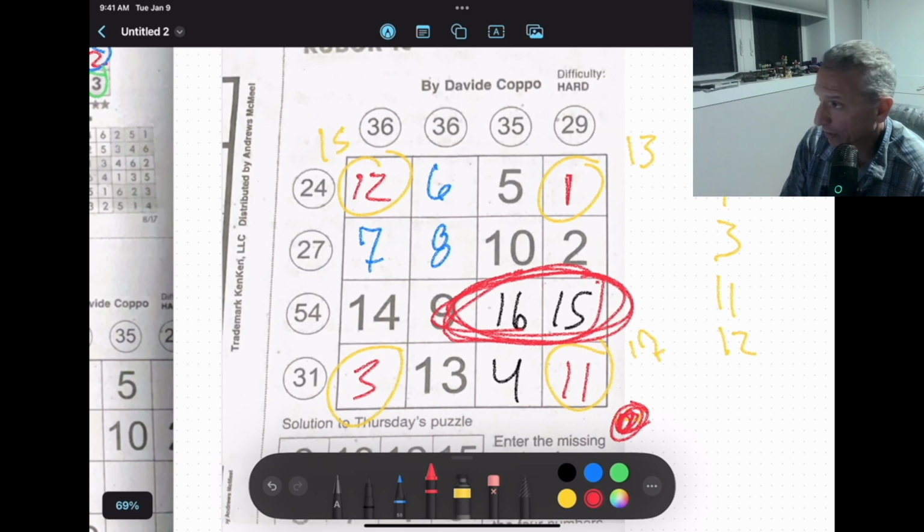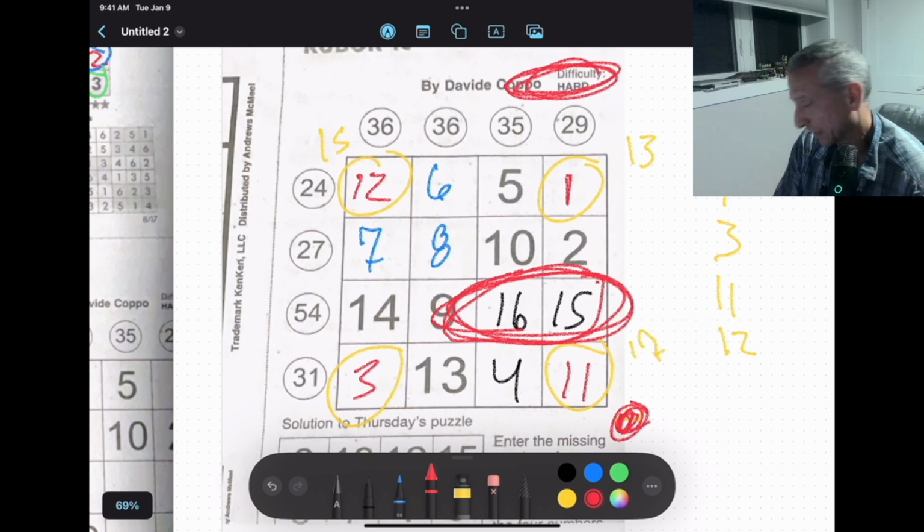So anyways, okay. Calm down now. I got this out of the way. David, you're great. I truly enjoy these puzzles you do. We got to get these levels fixed up there. If this is a hard, then we have to have an expert and super expert or something like that.